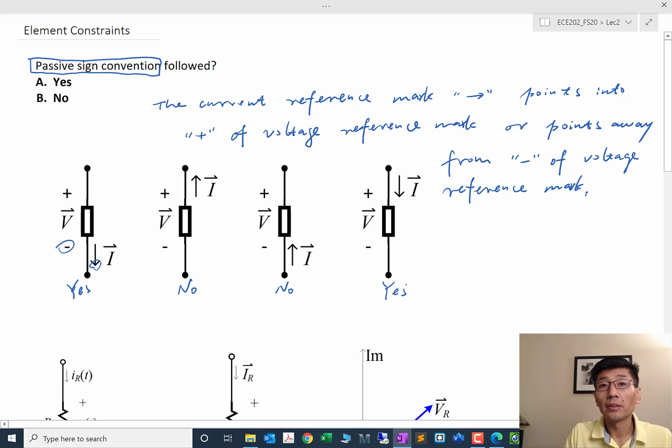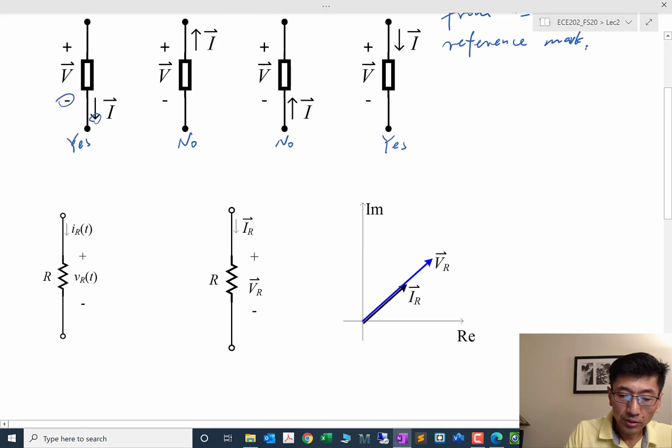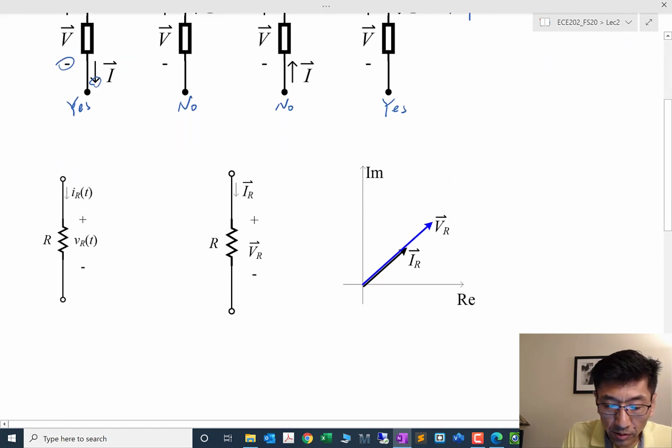Again, the actual value of the voltage phasor and the current phasor will not affect whether the passive sign convention is being followed or not. Okay, that's probably one of the most confusing parts for many students, although there's nothing really mathematically complicated, right? But the concept is really important. Let's move on to the resistance.